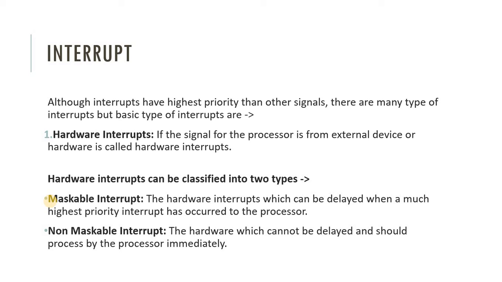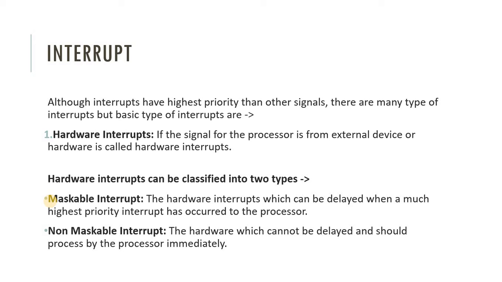Hardware interrupts can be classified into two categories: maskable interrupts and non-maskable interrupts. The first is maskable. These are hardware interrupts which can be delayed when a much higher priority interrupt has occurred. So when the higher priority interrupt signal is received, the hardware interrupt may be stopped, and that highest priority interrupt will be executed, and then this lower priority hardware interrupt will be executed. So that is the maskable interrupt.